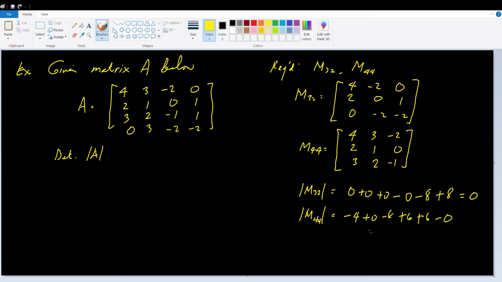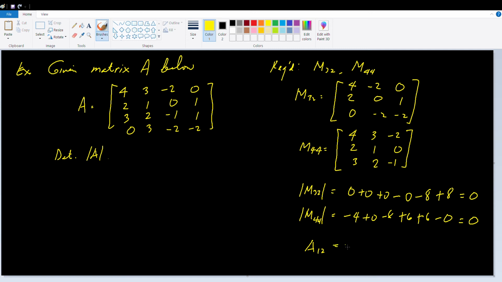So what do we have here? Negative 4 and negative 8 is negative 12. 6 and 6 is also 12, so that is 0. Okay? How about A of 1, 2?